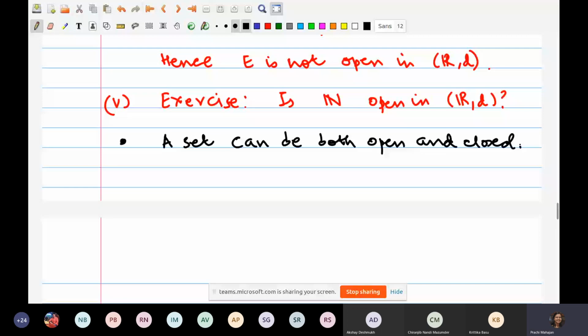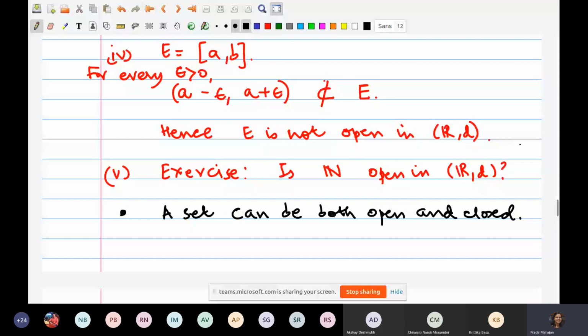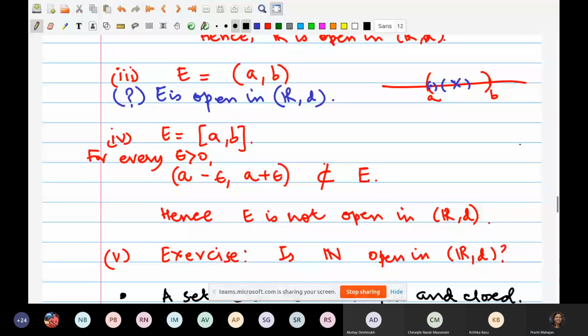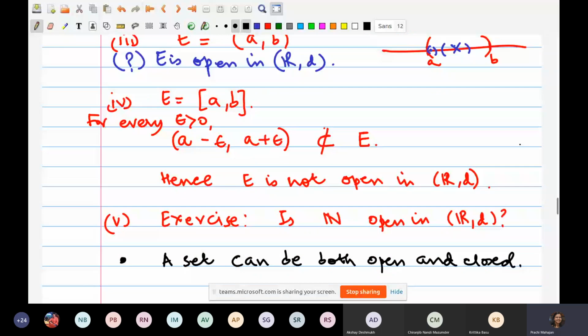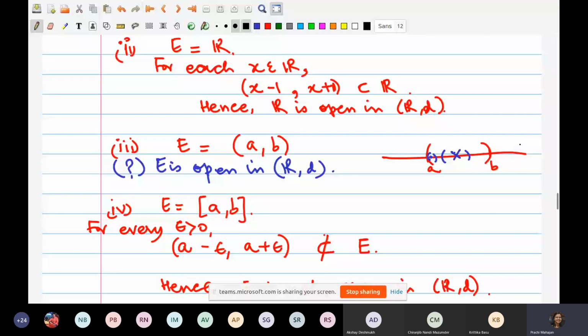Yeah, we have seen examples. For example, the empty set and the entire real line were both open as well as closed. So again, if these definitions appear rather strange to you, I request you to please go back and work out these examples.